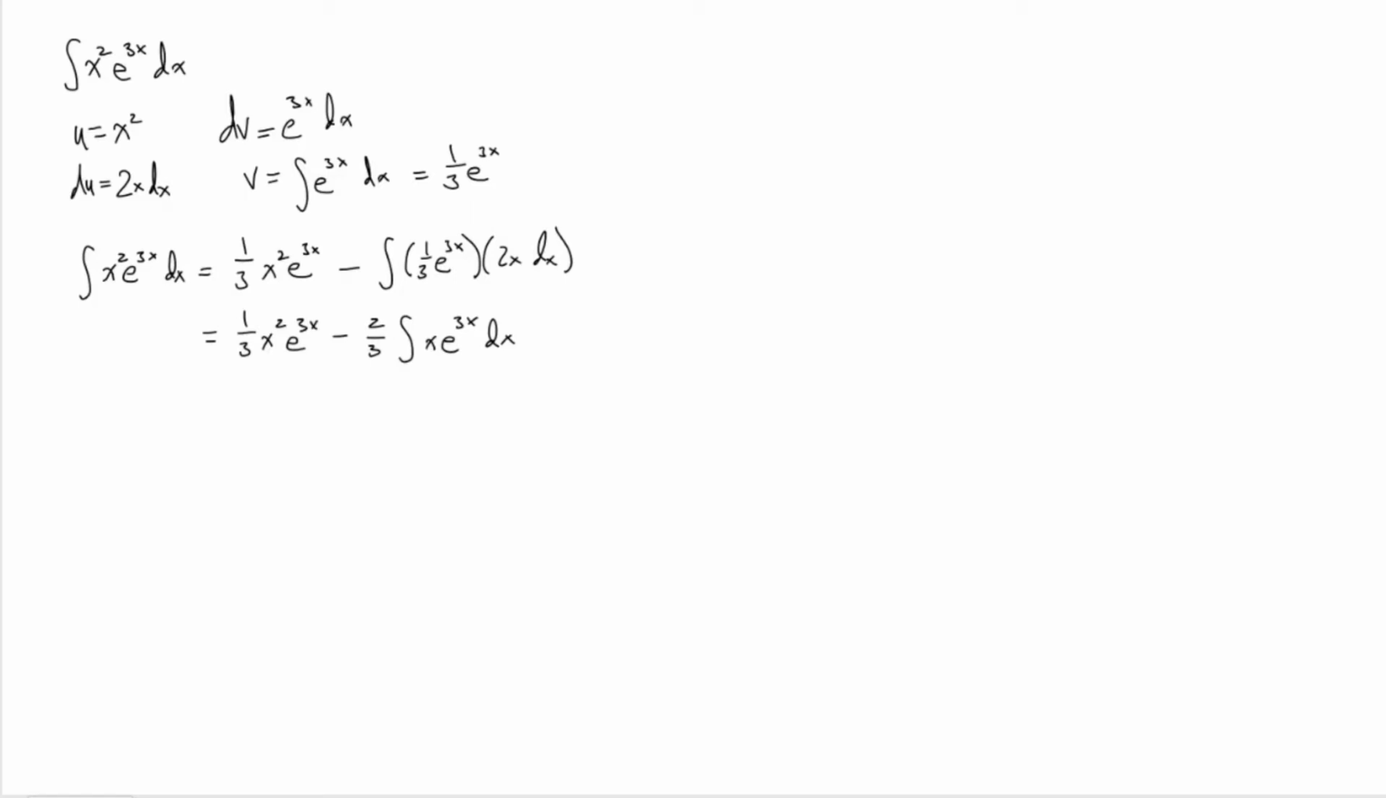What's really happened here is we started out with a difficult problem and we ended up with a simpler integration by parts problem. The integral of x e to the 3x dx is an integration by parts problem a little bit easier than the integral of x squared e to the 3x dx. And so we have to apply integration by parts to compute that integral.